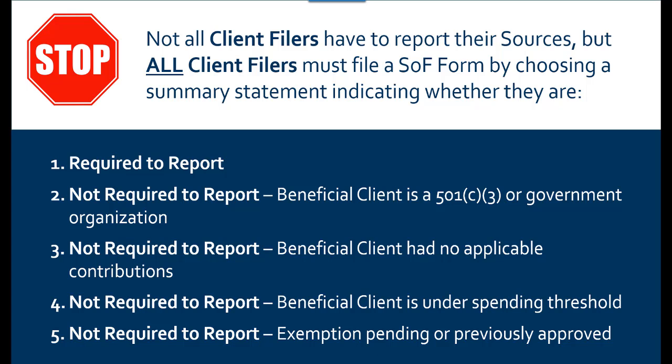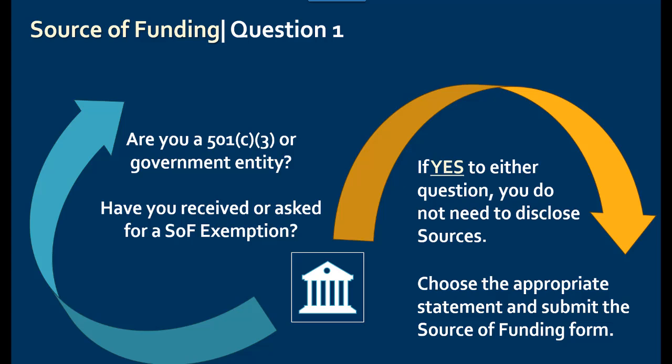This is a key point to understand, and it bears repeating. Not all client filers will be required to actually disclose their sources of funding, but all client filers must submit a source of funding form and choose the applicable summary statement, as discussed earlier. Answering the following 4 questions is the best route to take to help you determine which of the 5 summary statements you should select on your source of funding form.